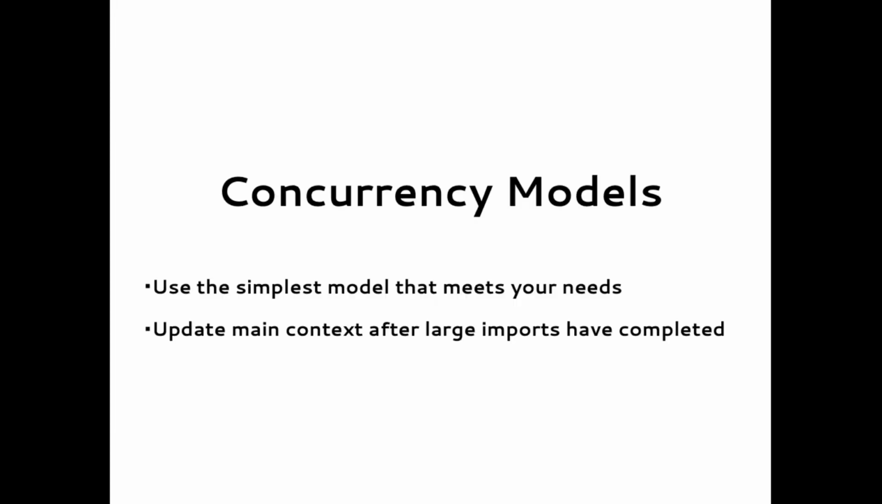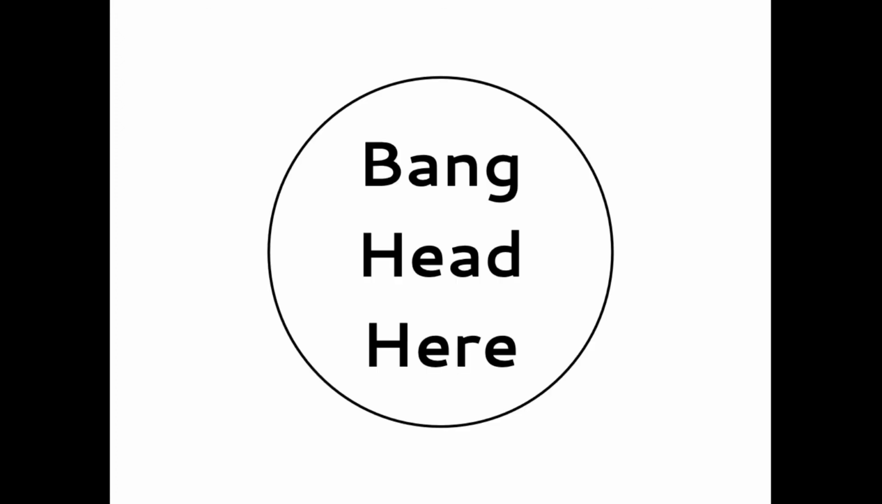So for concurrency models, you generally want to use the simplest model that'll fit your needs. There's no reason to get complex. The more complex you get, the more difficult it's going to be to deal with when stuff breaks. And you should also only update the main context after a large import has completed. There's no need to update it if you're batching a find-or-create algorithm every 20 items that you import. And with Core Data, it generally makes people want to bang their head or have bad thoughts, but I don't think it has to be. I think in this whole talk, there's at least one thing in here that maybe makes it less painful.